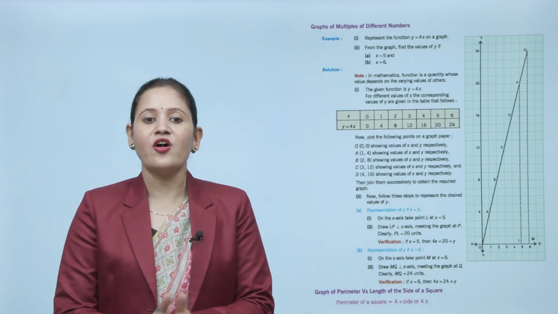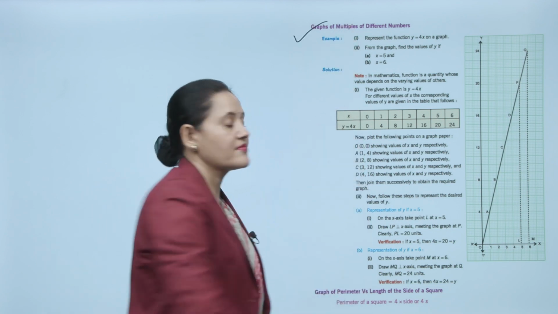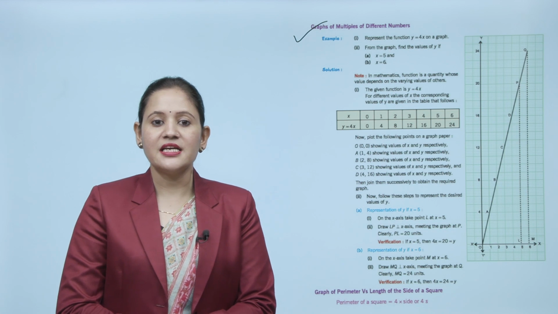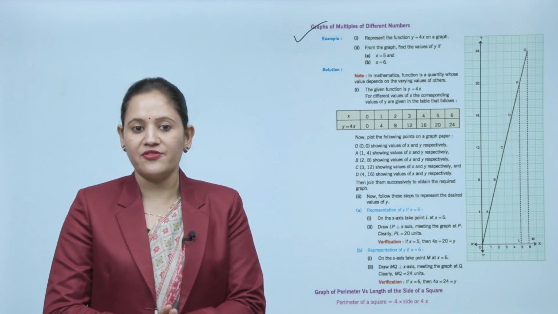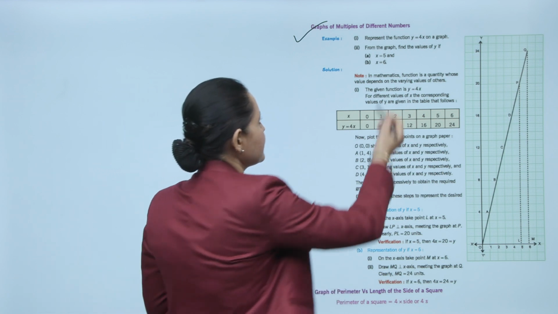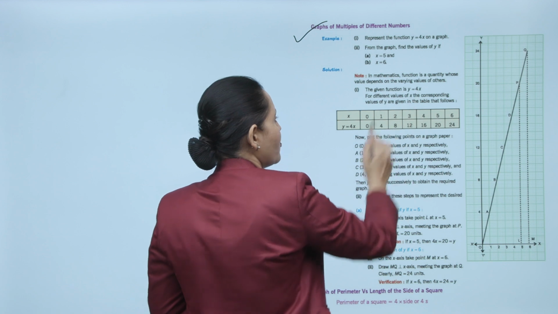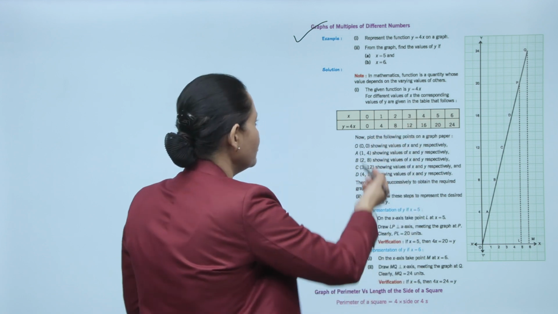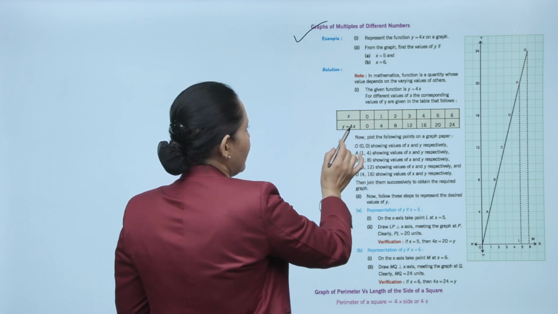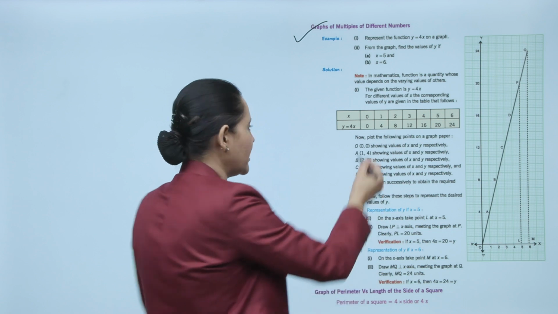Next is graph of multiples of different numbers. Example: represent the function y equals 4x on the graph. So we have to represent y equals 4x. For the given function y equals 4x, we will change the value of x and according to that we will get the value of y. If the value of x is 0, then the value of y is 4 into 0, that is 0.